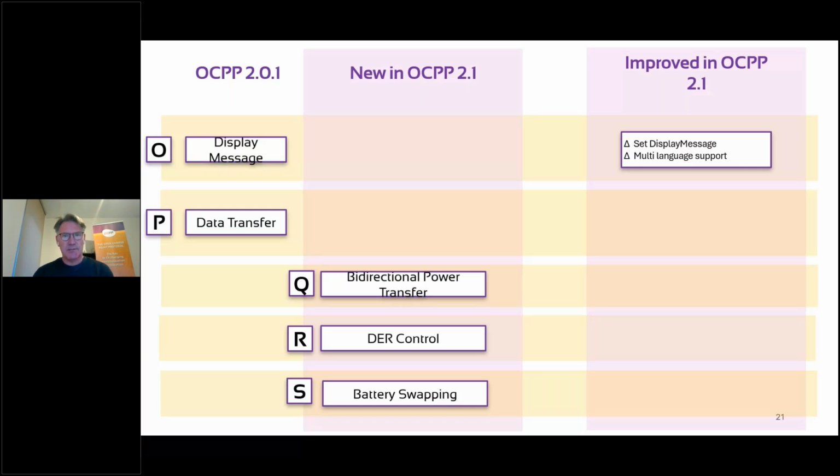Well, and then we get to three entirely new functional blocks, namely Q, the bidirectional power transfer, R, the DER control, and S, the battery swapping. Let's first go to the bidirectional power transfer.